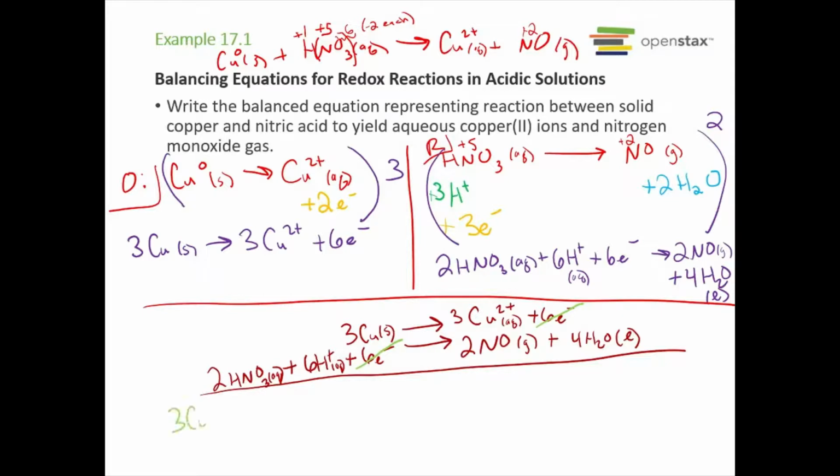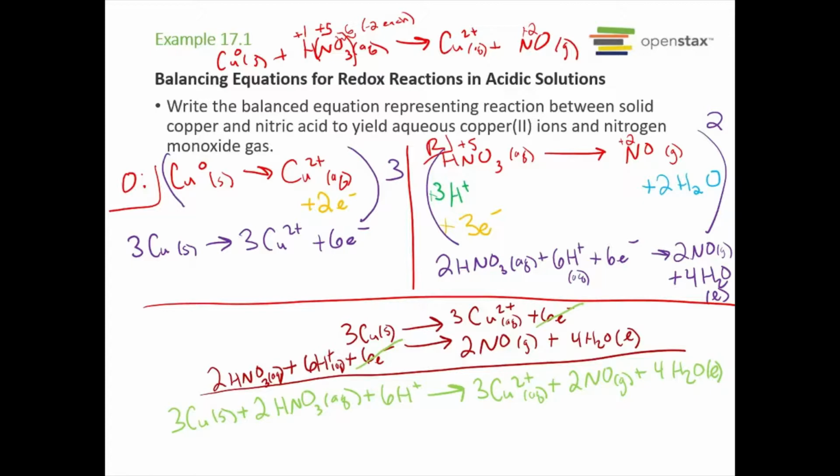So we have 3 copper, 2 nitric acids, 6 protons, combining to form 3 Cu 2+ plus 2 NO plus 4 waters. And that is our final answer there. So that ends this example.